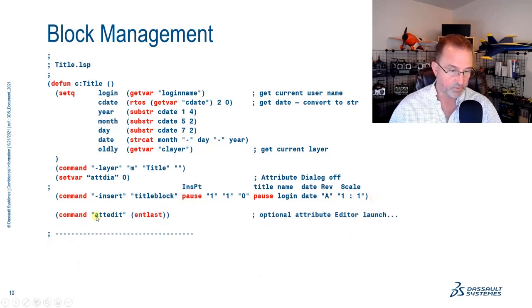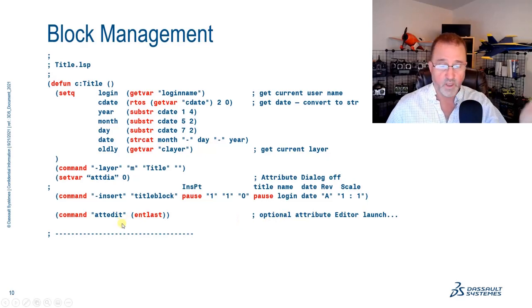Now, the next thing I will do is launch a command called attedit. And if you remember in the last session, we have a way of picking the last entity drawn or created in the drawing, and that's by using ent last. So this will actually launch the attribute editor.